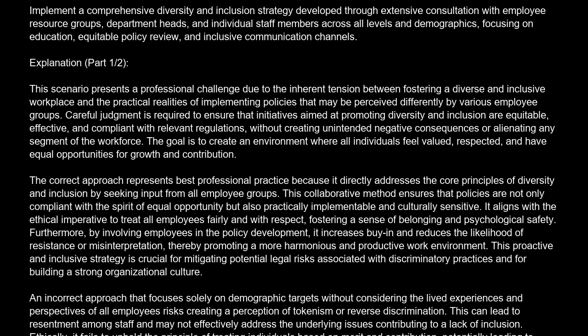Furthermore, by involving employees in the policy development, it increases buy-in and reduces the likelihood of resistance or misinterpretation, thereby promoting a more harmonious and productive work environment. This proactive and inclusive strategy is crucial for mitigating potential legal risks associated with discriminatory practices and for building a strong organizational culture.